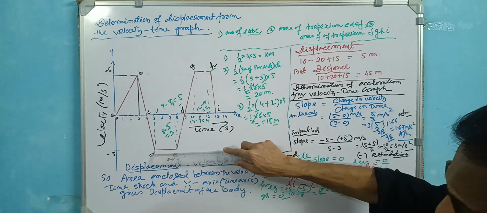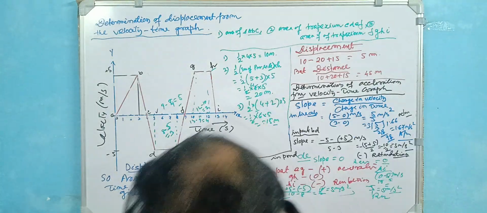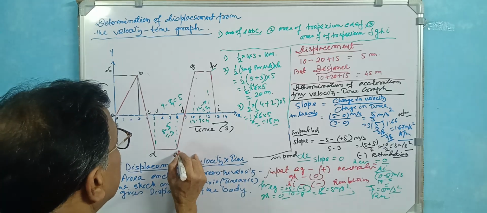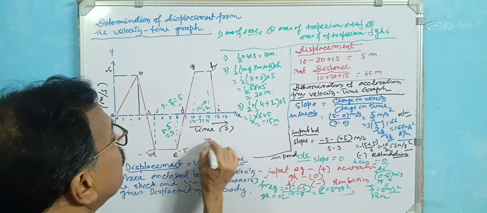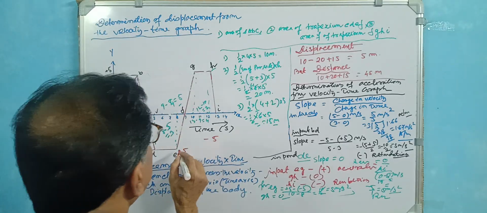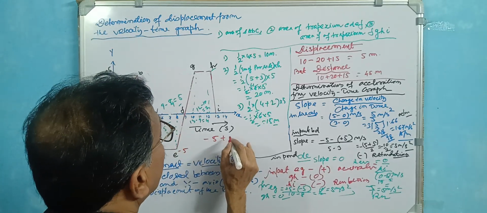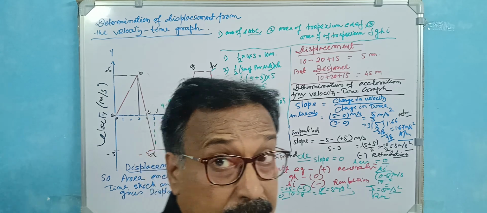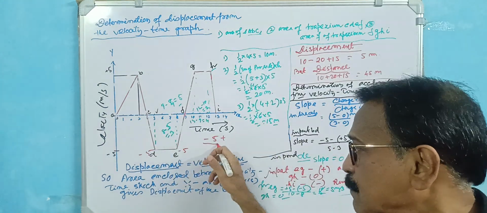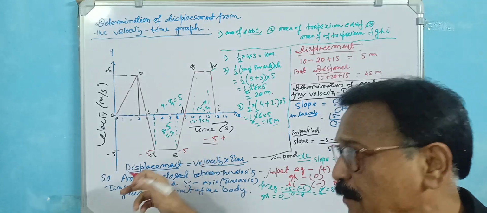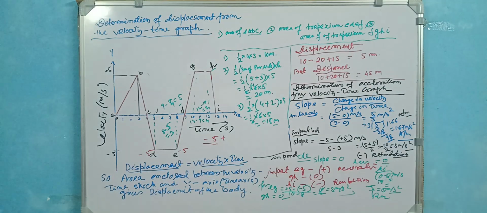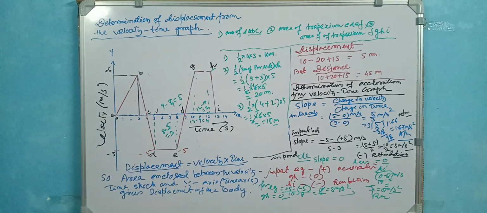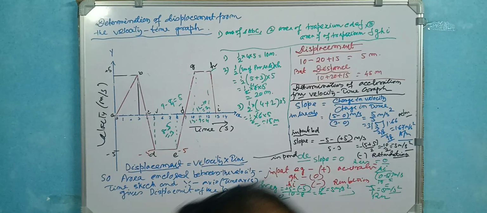Now, what is the change? There is no change in velocity. Actually, this is minus 5. This is also minus. So change in velocity from here to here is minus 5 and minus 5. The velocity is minus 5 and also minus 5. There is no change. So if there is no change, the change in velocity is 0. The velocity is not changed.